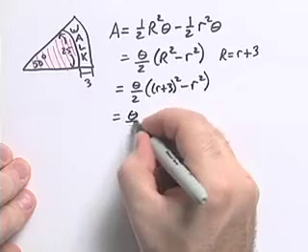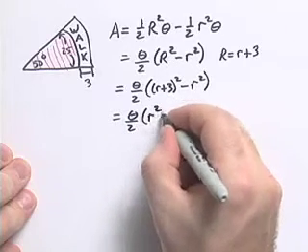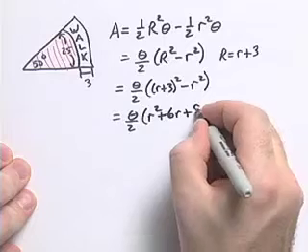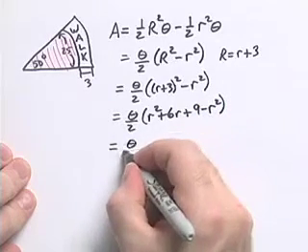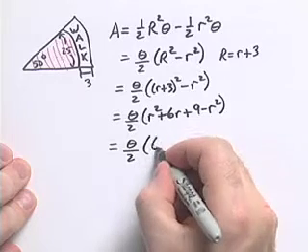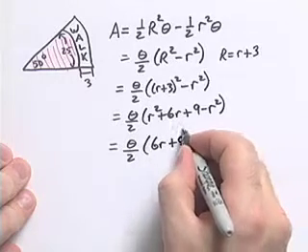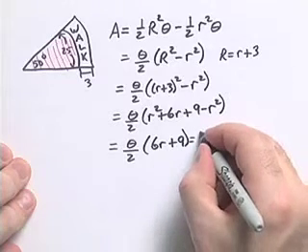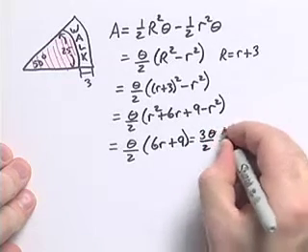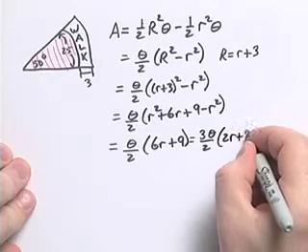This will be theta over 2 times r squared plus 6r plus 9 minus r squared. And that cleans up to theta over 2 times 6r plus 9. And we can actually pull out a factor of 3. And so we'll get 3 theta over 2 times (2r plus 3).